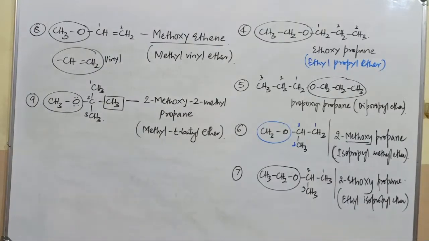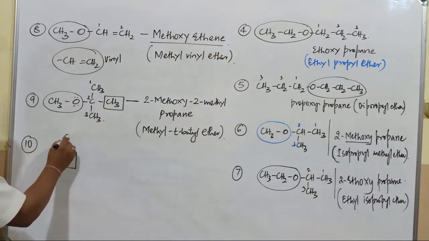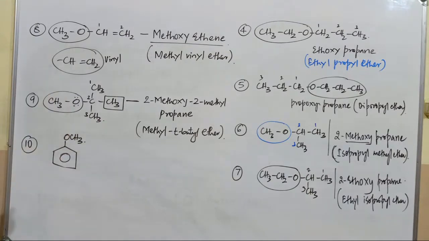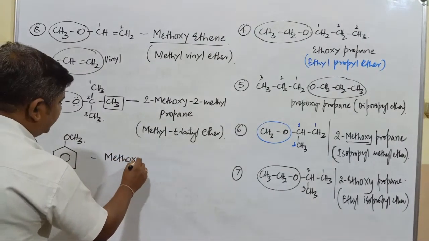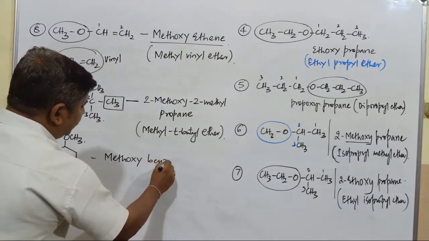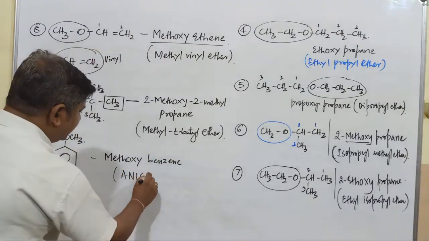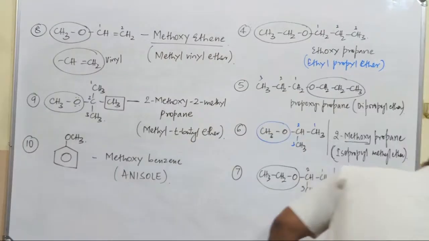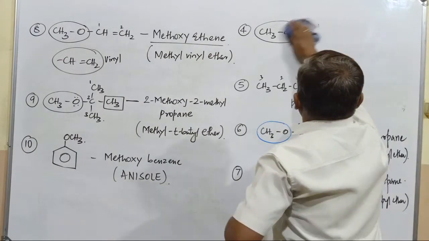Okay, this is one type of ether. Next, if I take an aromatic compound with OCH3, this compound is known as methoxybenzene. Commonly this compound is known as anisole. Remember, anisole is the common name and methoxybenzene is the IUPAC name of that aromatic ether.